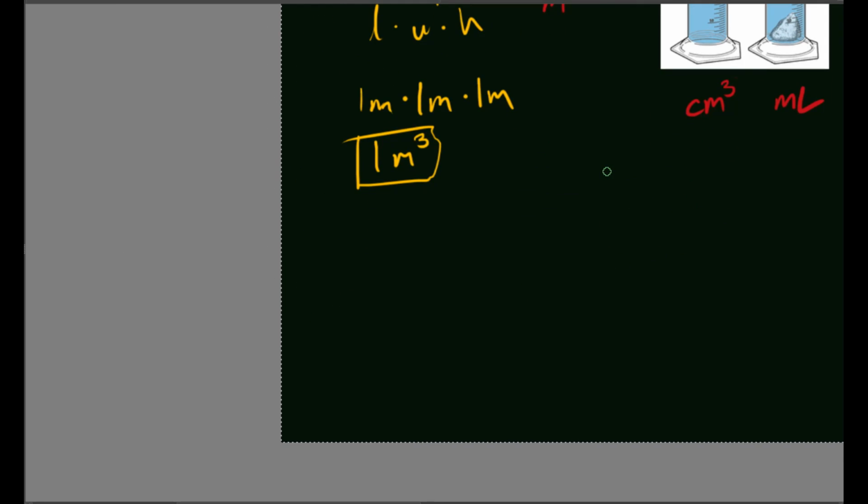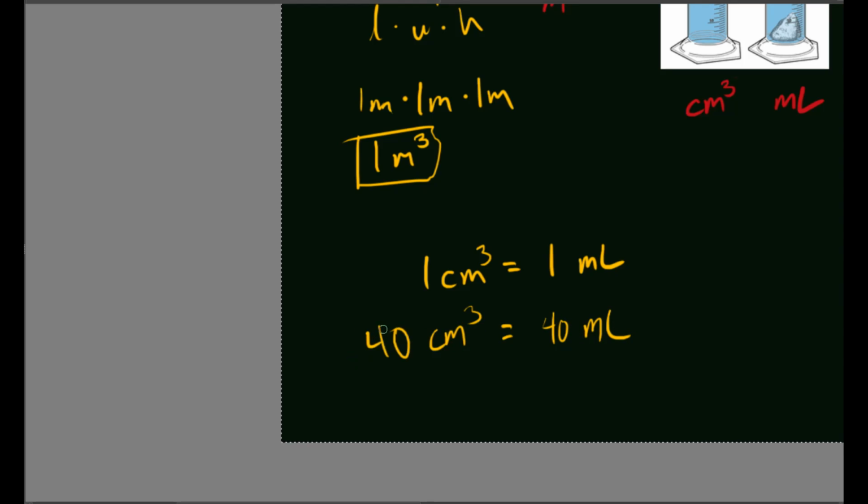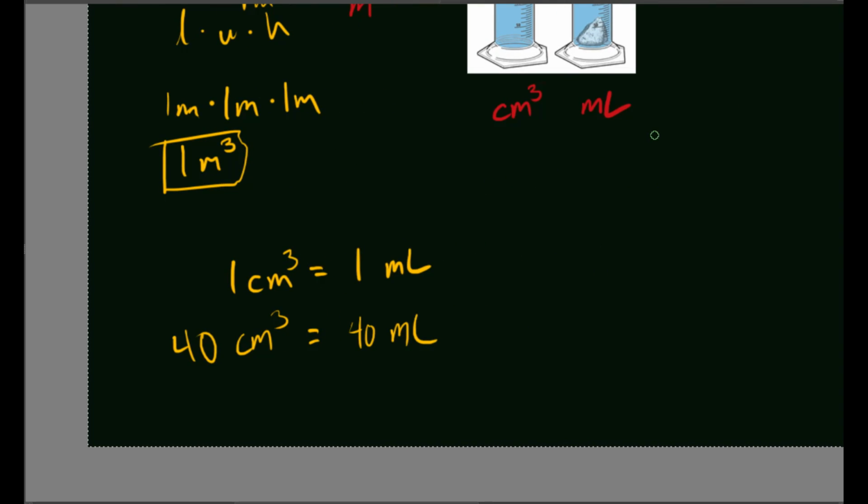And how much is 1 centimeter cubed in milliliters? It's just 1, right? So if we had 40 milliliters, how much is that in centimeters cubed? It would just be 40. So it's 1 to 1. Centimeter cubed is the same thing as saying milliliters.